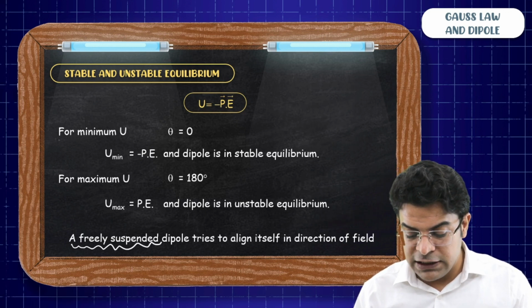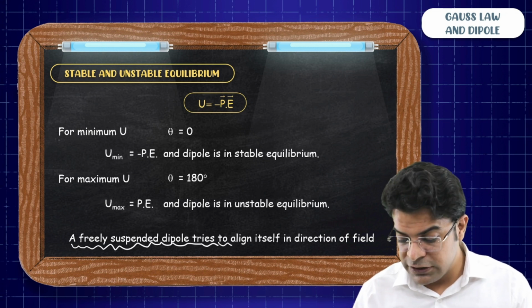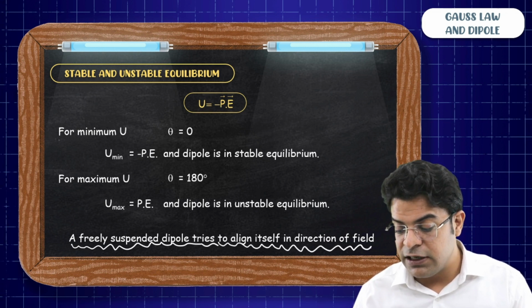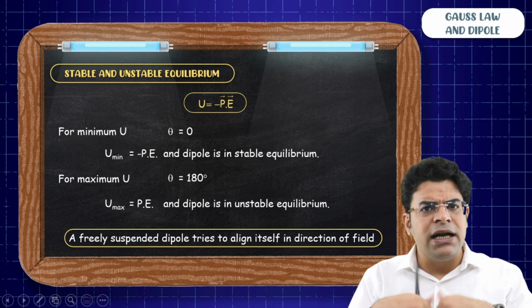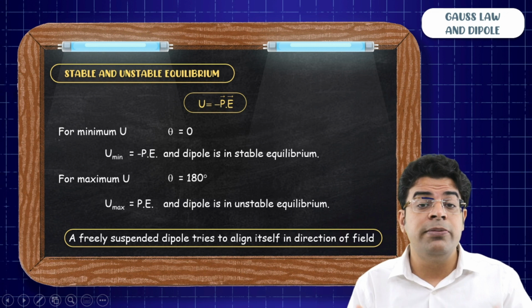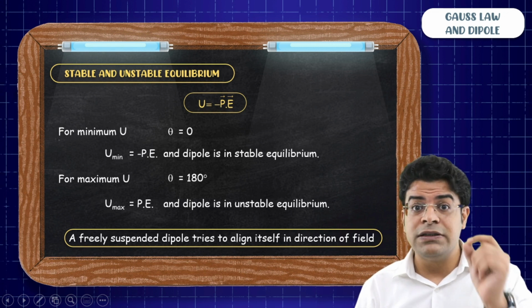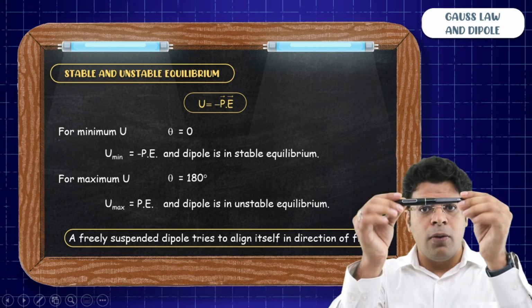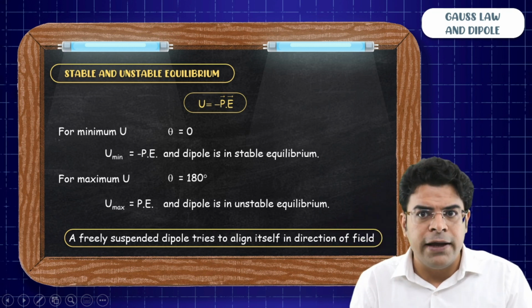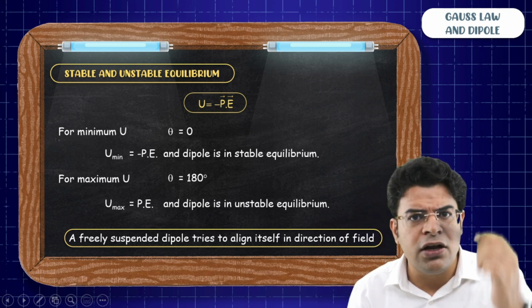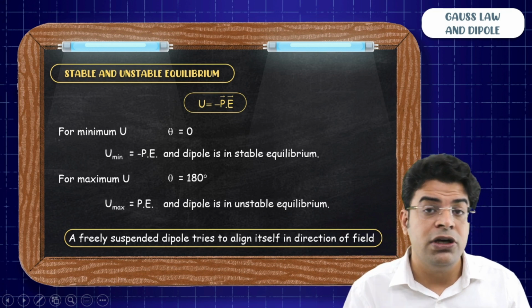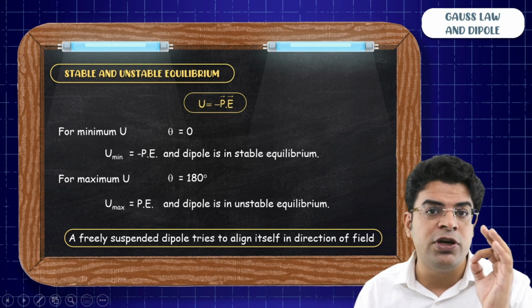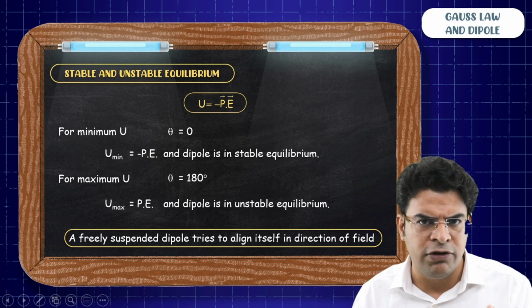Remember that a freely suspended dipole always tries to align itself in the direction of the field. Why? Because when the dipole aligns in the direction of the field, its potential energy becomes minimum, and the universe craves stability. When we drop this marker, it falls down. Why? Because moving near the center of Earth, the potential energy of the Earth-pen system decreases. The universe craves stability, and stability is always attained at a lower energy level.